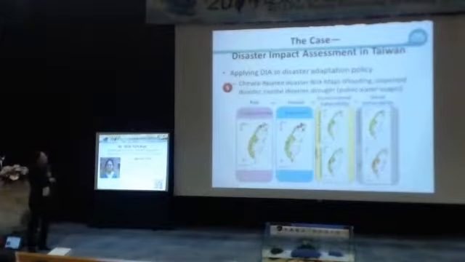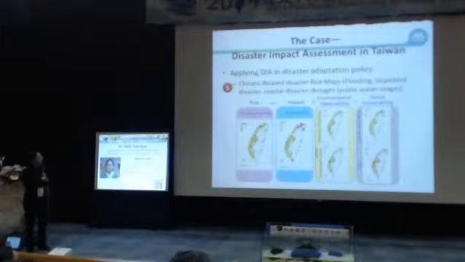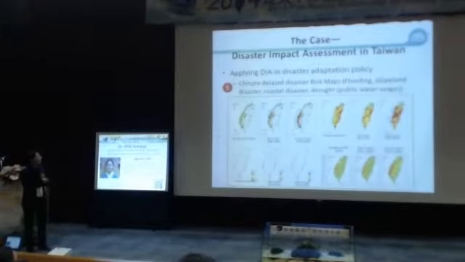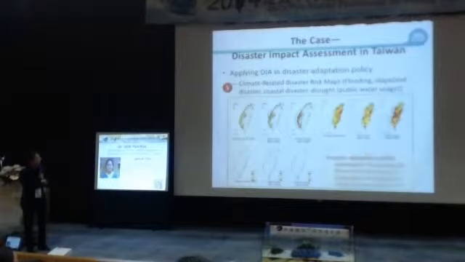The last one is climate-related disaster risk maps. We have put those variables into risk maps. We have the hazard, environmental and social vulnerability, and available indicators to produce those maps: flooding, coastal flooding, slope land disaster, and drought, especially for public water usage. So we can know relatively which area has a higher risk.